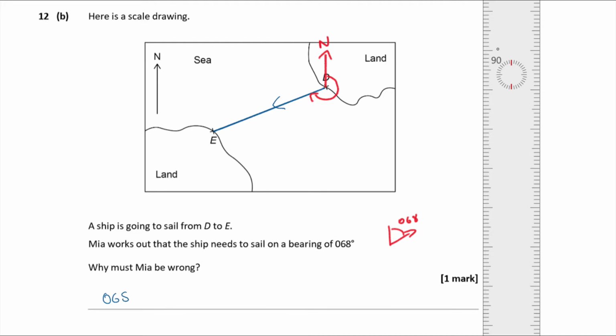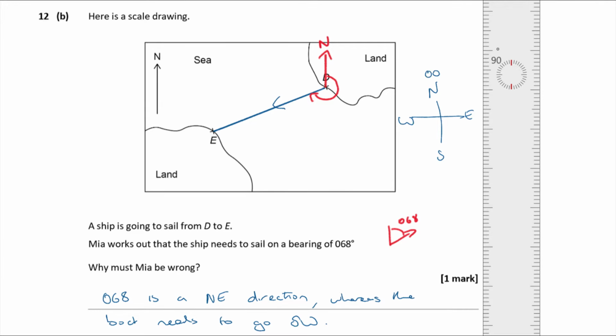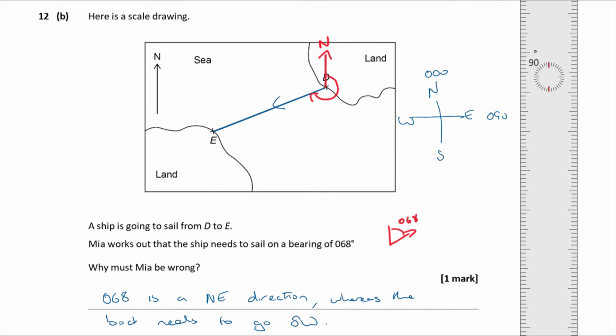So 068 is a northeast direction, whereas the boat needs to go southwest. If you've got north, east, south, west, the north is 000, east is 090, south is 180, and west is 270. In this case, our direction is going to be somewhere between 180 and 270. So I might just put that down as well: between 180 and 270. It's in that range, isn't it? So it's not 068. It's not in the northeasterly direction.